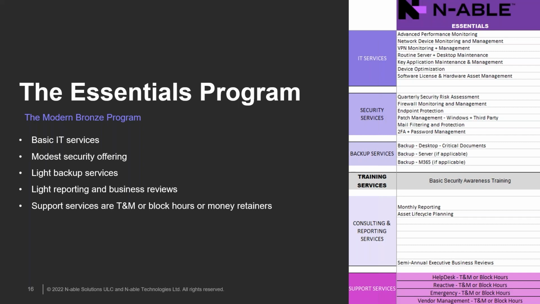So say they're going to pay you 10 hours a month, right? So that could equal out to, let's say, $1,000, something like that. Or a money retainer.